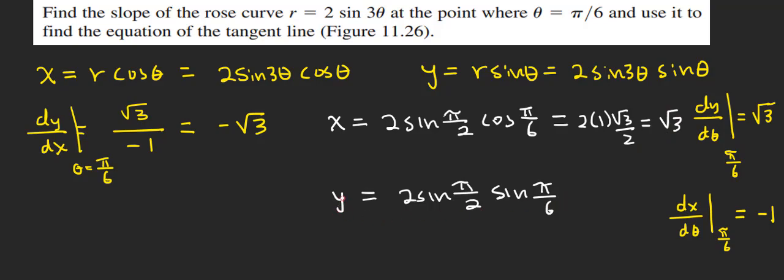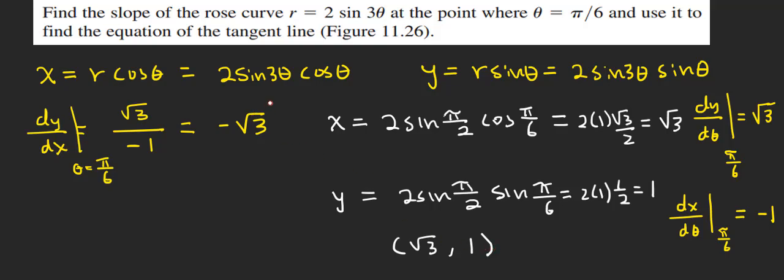Now y, when theta is pi over 6, is going to be 2 sine 3 theta sine theta. So substituting pi over 6, you get 2 sine pi over 2 times sine of pi over 6, which is 2 times 1 times 1 over 2, which is going to be 1. So x and y become radical 3 comma 1 when theta equals pi over 6.